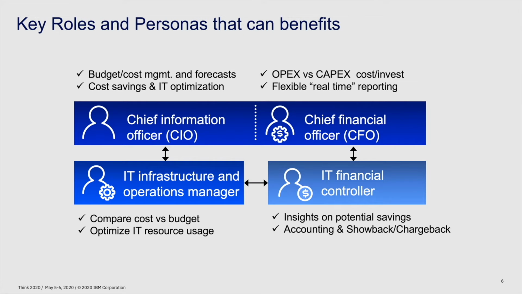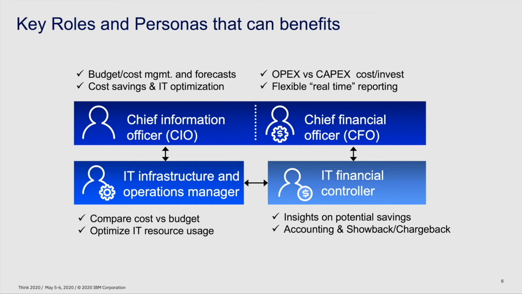There are key roles and personas that can benefit from a cost and asset management solution. Chief Information Officers are looking at how to better manage budget and cost, as well as to have predictable forecasts, but also at ways to find cost savings and IT optimizations. The IT infrastructure and operational managers are also looking at how to optimize IT resource usage, but also how to better compare real cost versus the budget that has been provisioned.